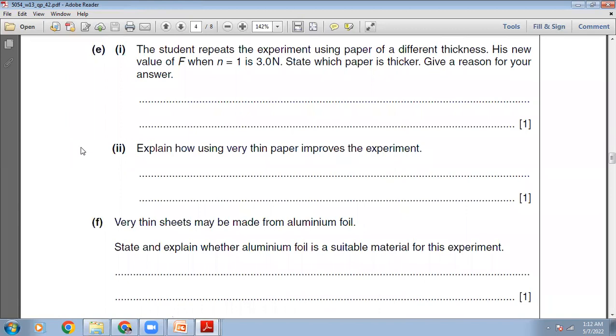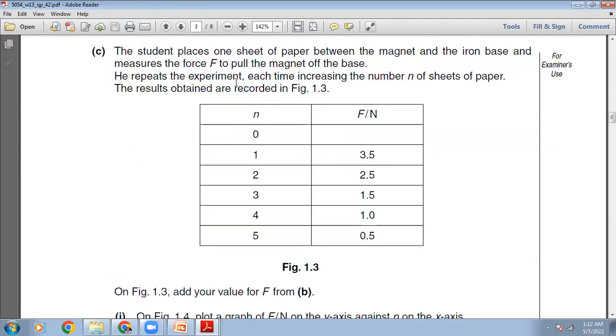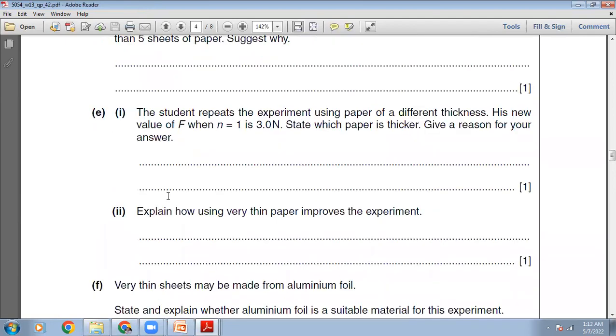The next part. The student repeats the experiment using paper of a different thickness. His new value for the F when n is equal to 1 is 3 Newton. State which paper is thicker. Give a reason for this. When we use one paper in the first situation, the force required was 3.5. And in this second situation, when you have used one paper between the magnet and the iron base, the force required to separate them is 3 Newton. So now the force is less.